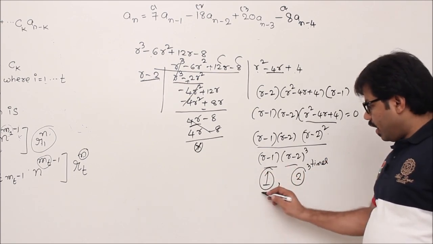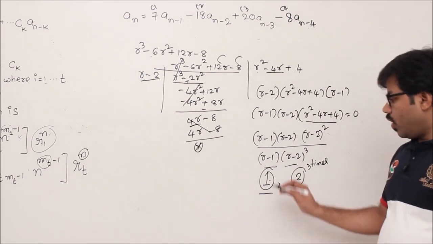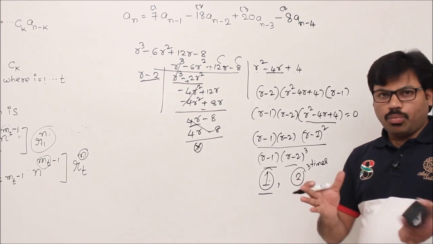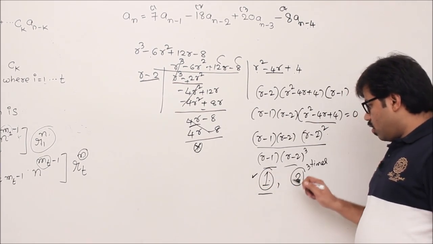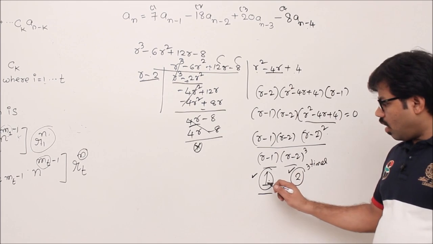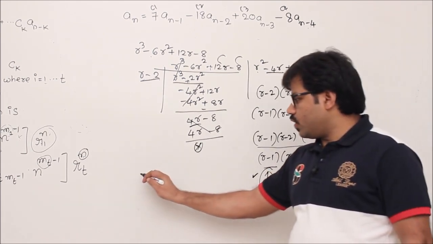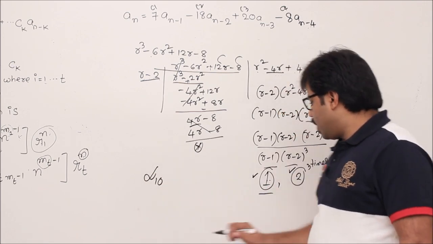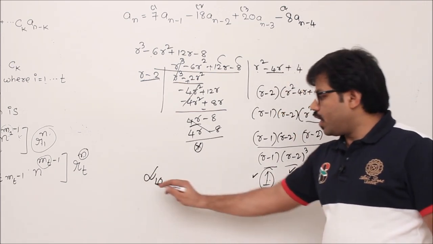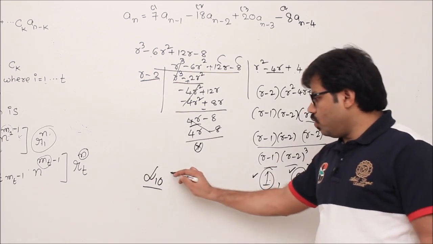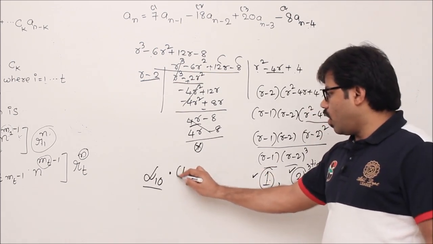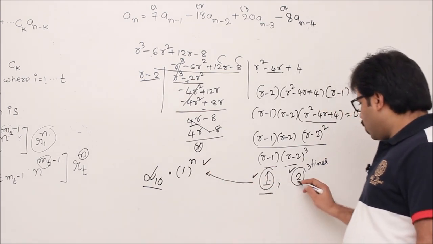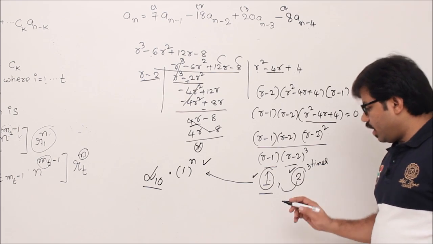For that, let me write first of all for 1. So what is the solution for 1? That means the final equation is, we'll have two components, one component for 1, one component for 2. Let me write the component for 1. So the final solution is, first component alpha 1 0, because this is repeated only one time, you get only alpha 1 0 into directly root 1 power n, done. So this component is for this one.